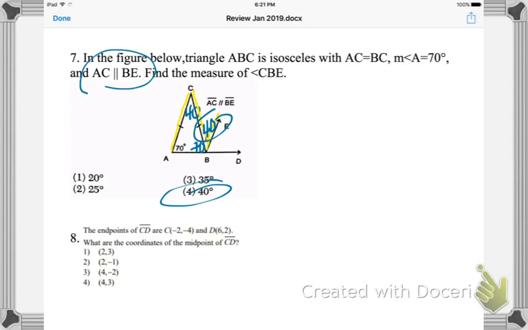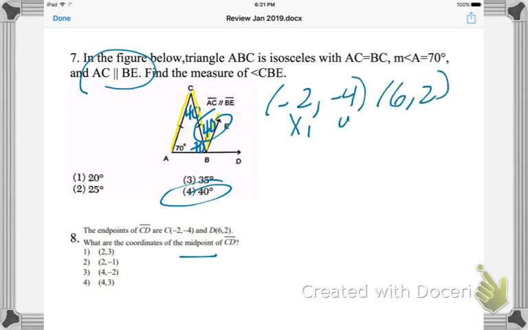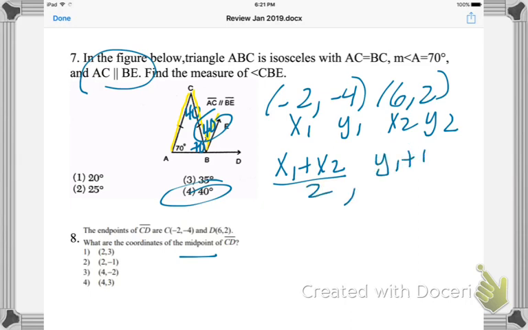Okay, number 8 is just a straight midpoint question. It's just saying what is the midpoint. So for the midpoint, you want to always start off with your 2 points. Label them. Write the midpoint formula, which is just averaging the x's and the y's.